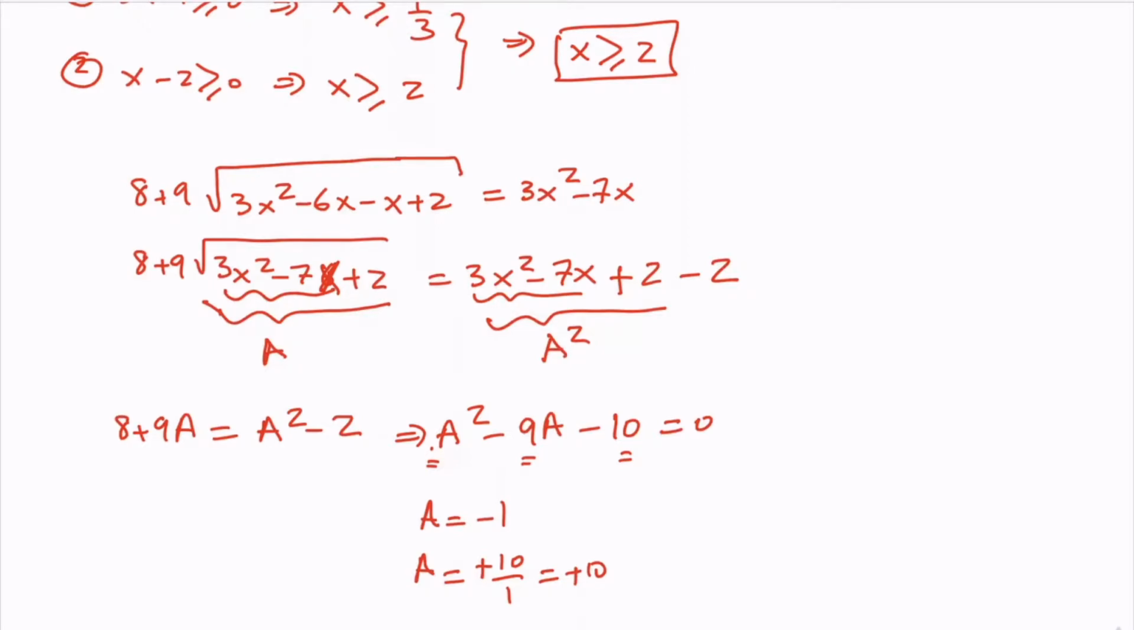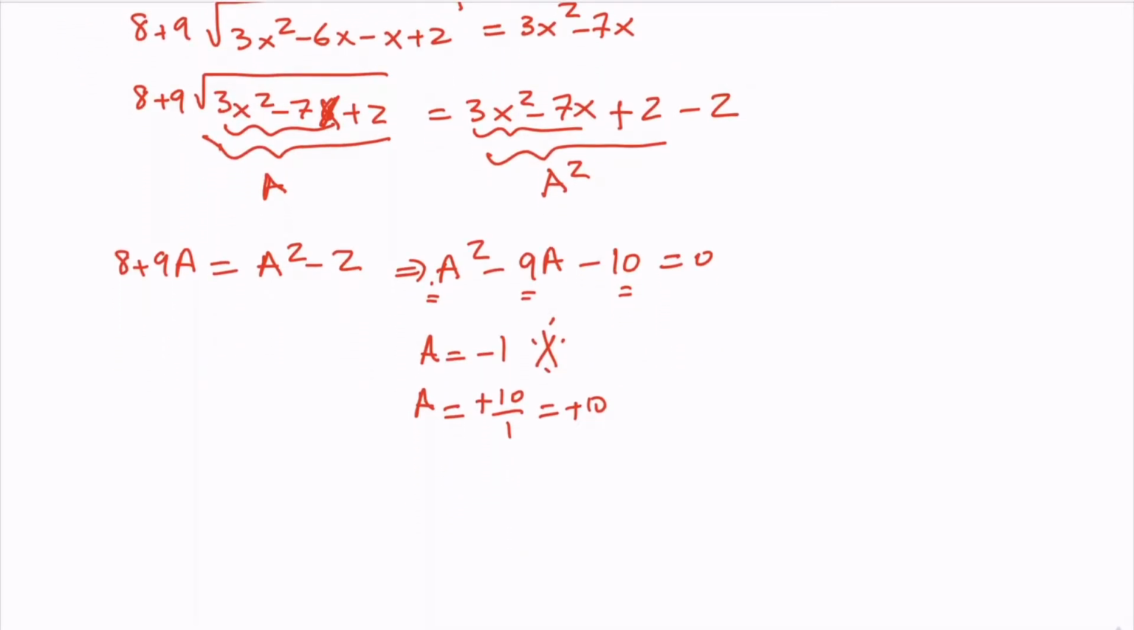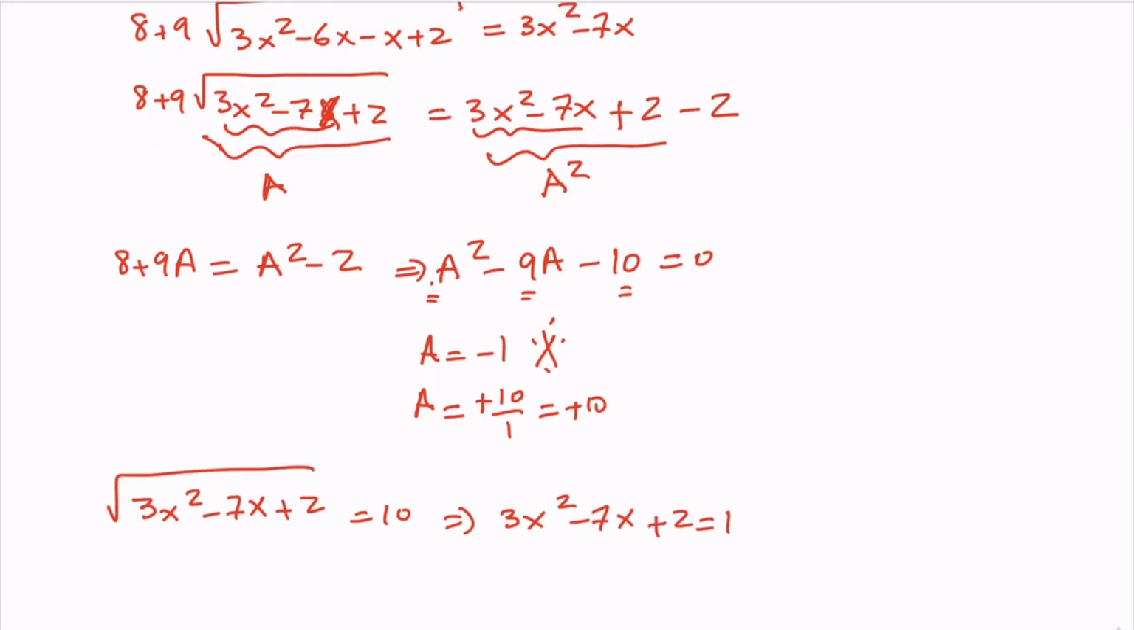Now we know that a was a square root of a number, so it cannot be a negative number, so this is not an acceptable answer. But a can be 10. So let's set a to be 10. So square root of 3x squared minus 7x plus 2 is 10. And therefore, if we raise both sides to the power 2, we get 3x squared minus 7x plus 2 is 100. And that gives us 3x squared minus 7x minus 98 equals 0.